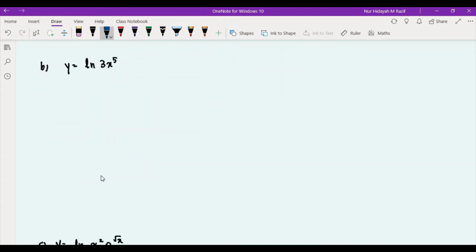For the second question, you are given y is equal to ln 3x, everything is raised to the power of 5. So how do we solve this one? We need to use the power rule. Please remember, if you are given y is equal to f of x, everything to the power of n, then the power rule says that y prime will be n multiplied by f of x, everything raised to the power of n minus 1, and multiplied by f prime of x, and that is what we are going to use.